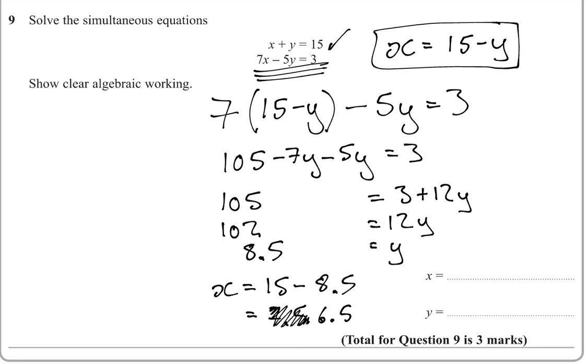Now let's just check. 8.5 plus 6.5, does that give 15? Yes. Now 7 times x, which is 6.5, minus 5 times 8.5 equals 3. So tick, I know that I'm right. x is 6.5 and y is 8.5. There we go, good example of how to check and not make silly mistakes.